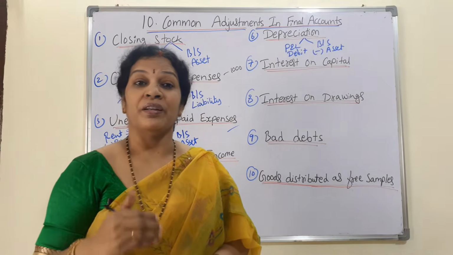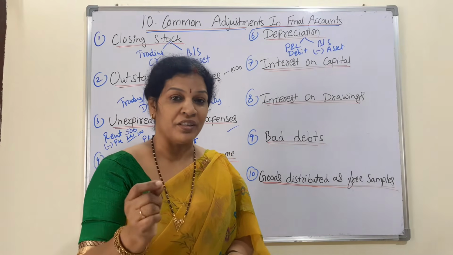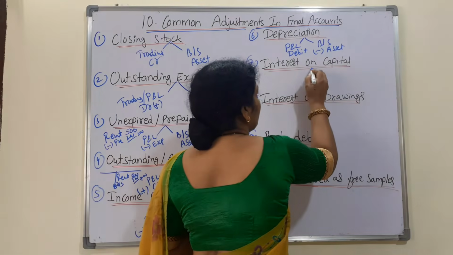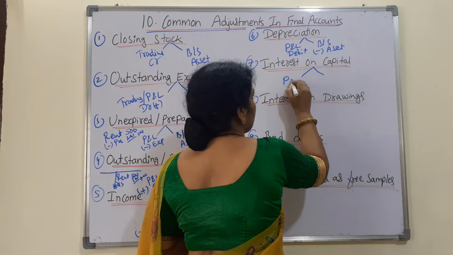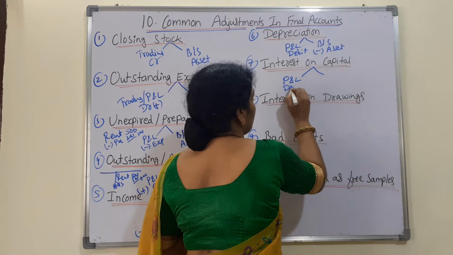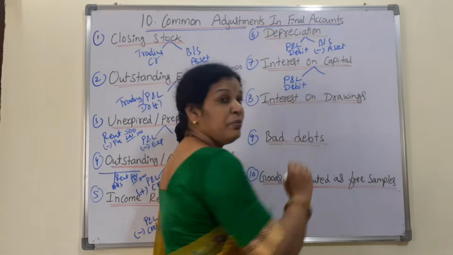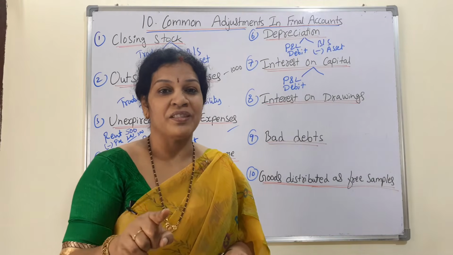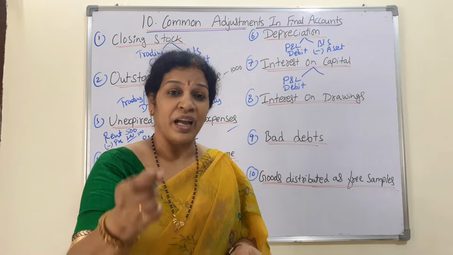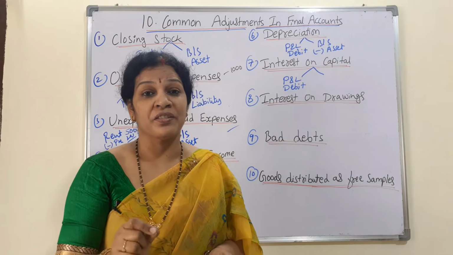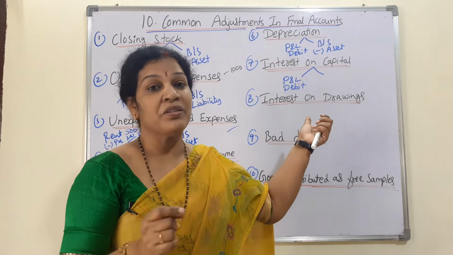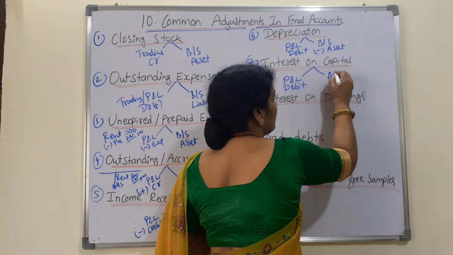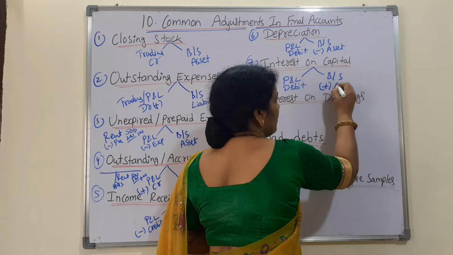Next one, interest on capital. If interest on any capital is there, that effect also we have to take twice. One time it appears in the P&L account debit side. Why debit side? Because it is an expense. We are paying interest on capital, so that is debit side because it's an expense. And another time, in the balance sheet, add to capital.